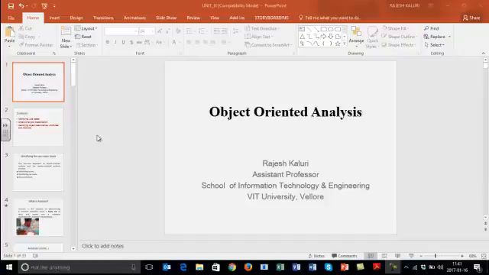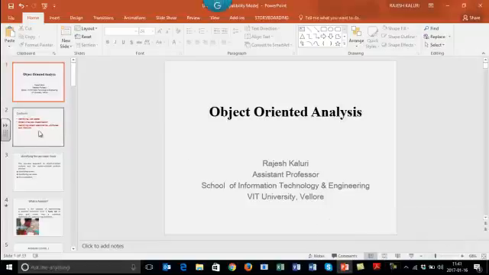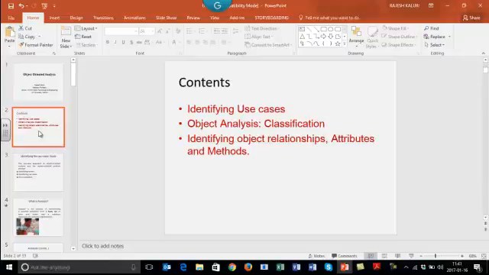So the contents in this object-oriented analysis are identifying use cases, object analysis, how the objects can be classified. All those things we'll be seeing in this particular object analysis. And the next one is identifying the object relations, as well as its attributes, along with their methods.